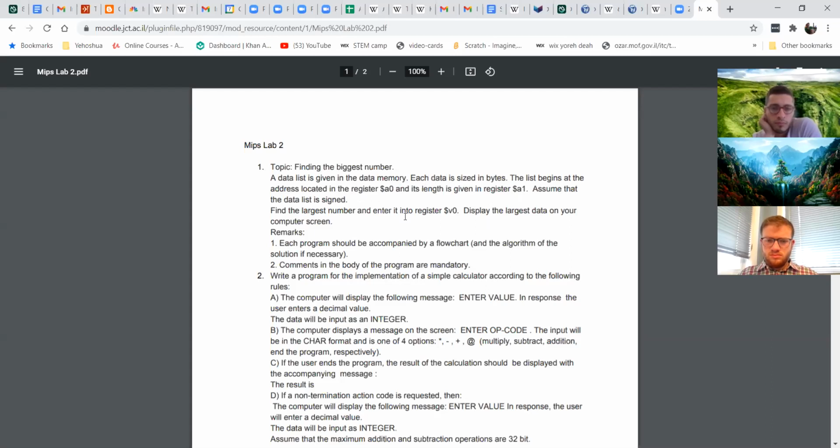And then you have to find the largest number and put it in V0 and display it on the screen. You don't have to do a flowchart or comments. You also don't have to do.